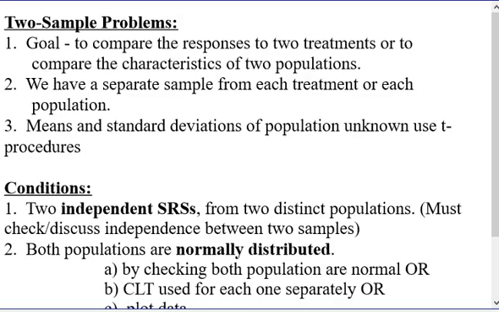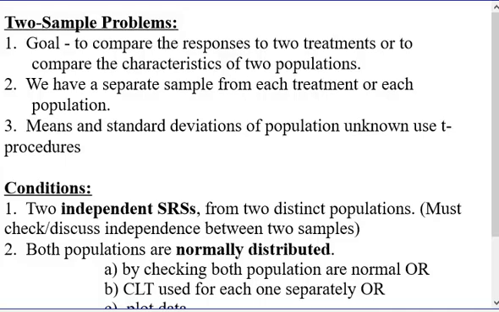So the goal is to compare the responses to two treatments or to compare the characteristics of two populations. That's our goal. That's what we're doing. We're comparing two separate groups. We have a separate sample from each of the treatments or each of the populations. Again, two separate groups, and we're comparing them. And we're going to be using T procedures. So when you don't know the mean and especially the standard deviation of the population, we use the T procedure.